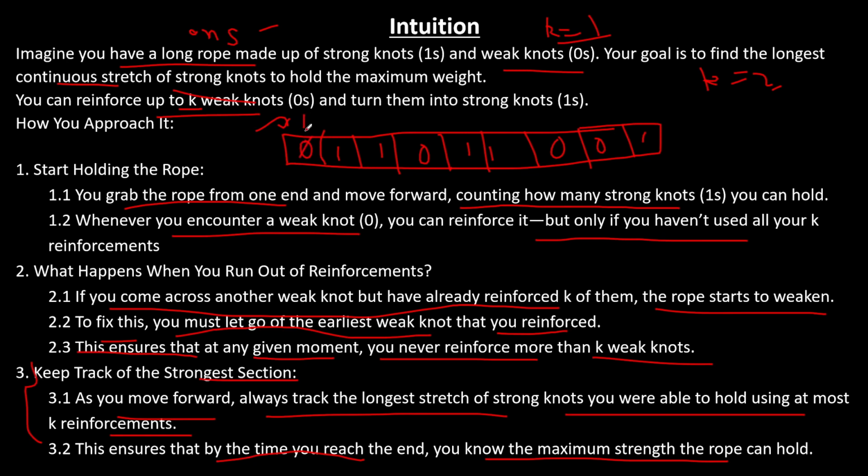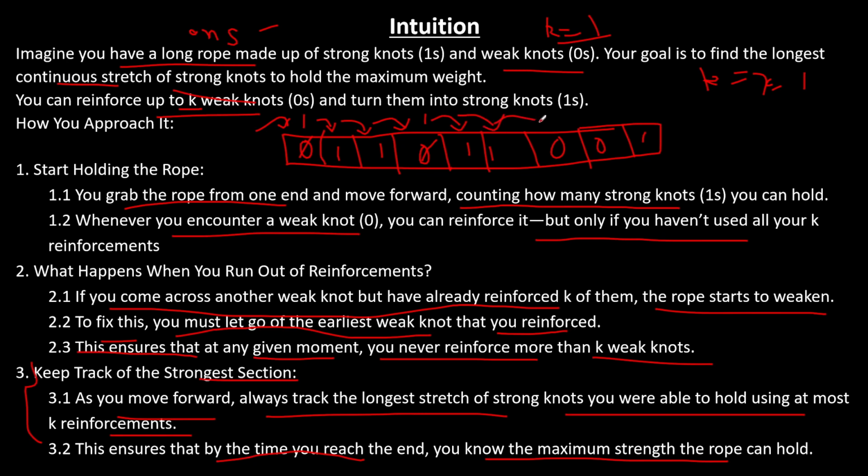This is a rope in the form of an array. Then he moves his hand, and it says it is a strong node. Then here, strong knot. Here, it is a weak knot. So since he has one k value left with him, he will remove this and make it 1. Then he will move ahead. It is a 1. He will move ahead. It is a strong knot.